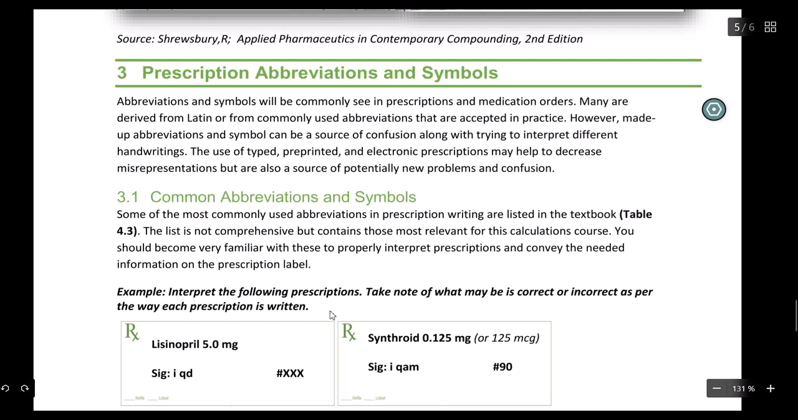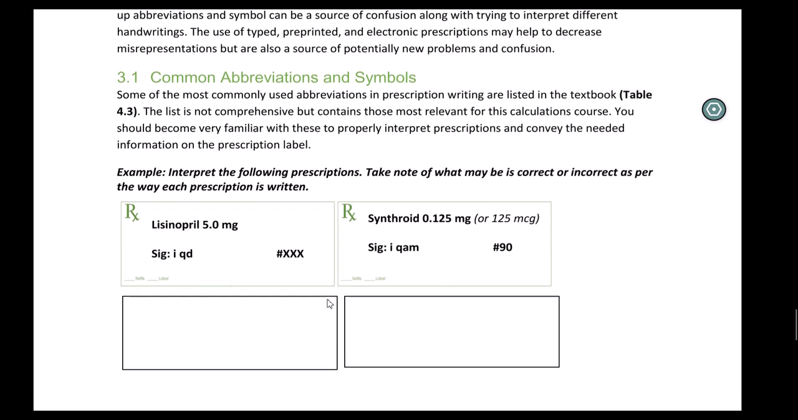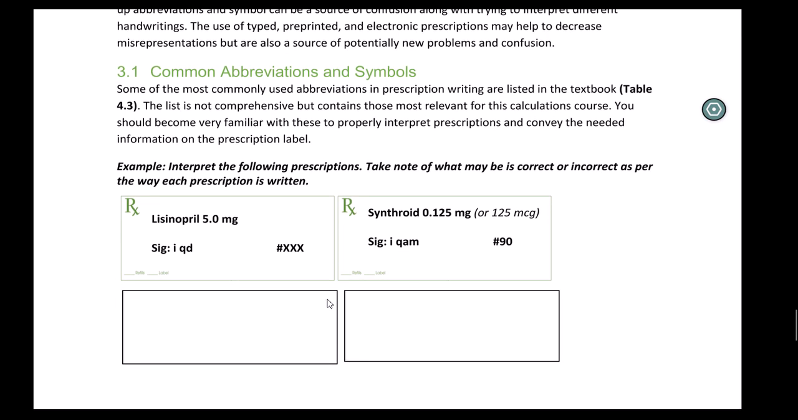Now, in terms of some common abbreviations and symbols you will see in the books and other sources, you might have already been exposed to these during orientation. You will have some primary prescription abbreviations and symbols that will become second nature to you as you move along in pharmacy. We're going to be looking at some of the most common ones in this course. There's an incomprehensive list in your textbook. Table 4.3 has a very nice amount in there, but there is tons more. But we're going to look at the most popular, like I said.